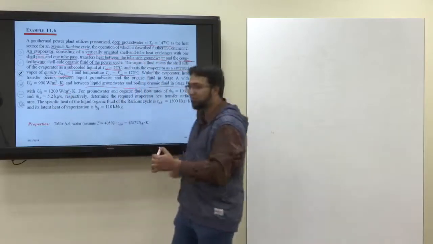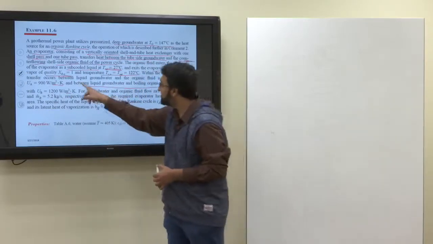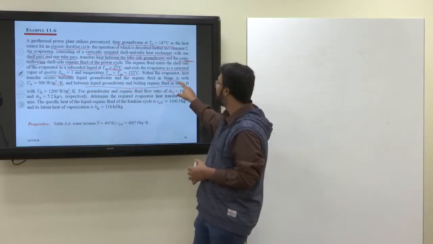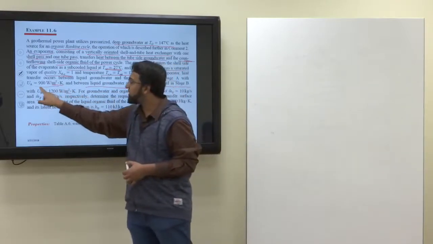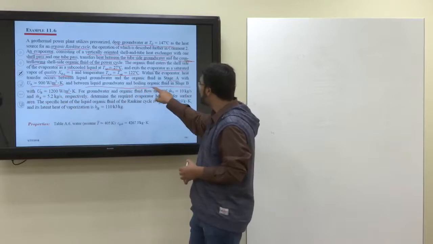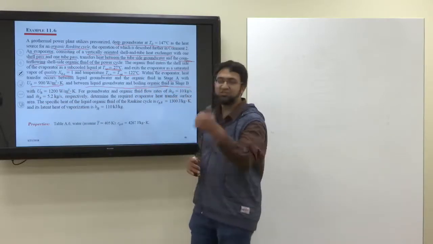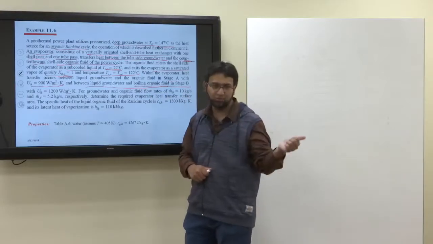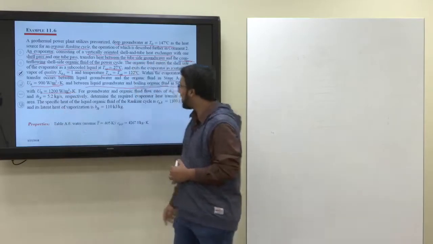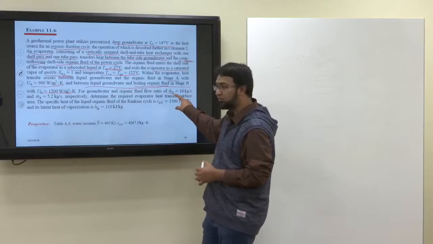Now read the question totally. Within the evaporator, heat transfer occurs between liquid groundwater and the organic fluid in stage A with UA, so UA is given in this stage, and between liquid groundwater and boiling organic fluid in stage B. So in stage B you have boiling, in stage A you don't have boiling, and UB for this is also given.